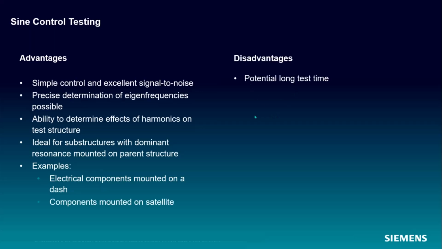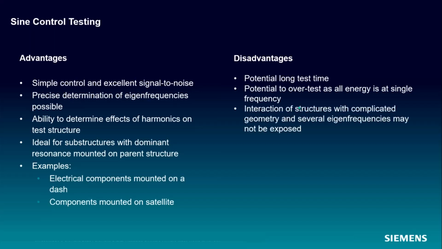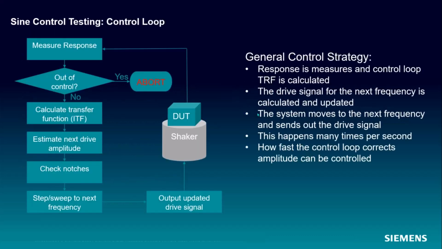Sine is a potentially longer test than other test types. You have a very high potential for overtesting because you're pouring all your energy in at a single frequency. So when you hit a resonance, you really hit a resonance. You have structures with complicated geometry, and you might not expose eigenfrequencies with a sine sweep that you would with random that's exciting a whole frequency band. So that's a disadvantage there.